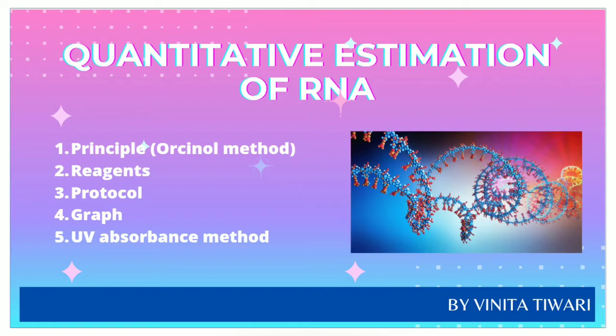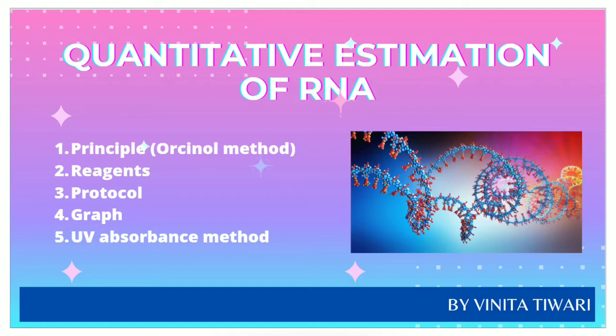So in this particular video we will be learning about the quantitative determination of RNA, that is ribonucleic acid. Basically the ribonucleic acid quantitative estimation can be done by two methods. One, by using a kind of reagent, that is Orcinol reagent, and therefore it is also known as Orcinol method for quantitative determination of RNA.